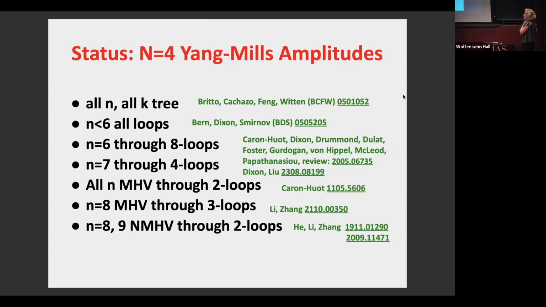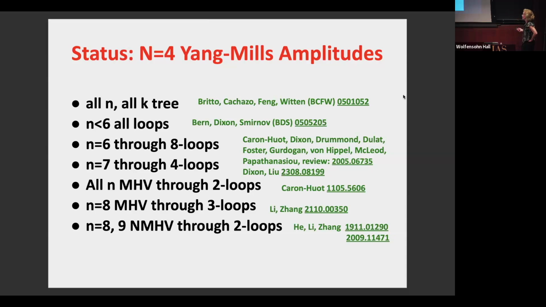And then starting at 6 points, interesting things start happening, and it gets harder to compute. Now, due to the heroic work of Lance Dixon and his numerous collaborators, the 6-point amplitudes are now known through 8 loops, and 7-point amplitudes are known through 4 loops. So this is really the state of the art, 8 loops.